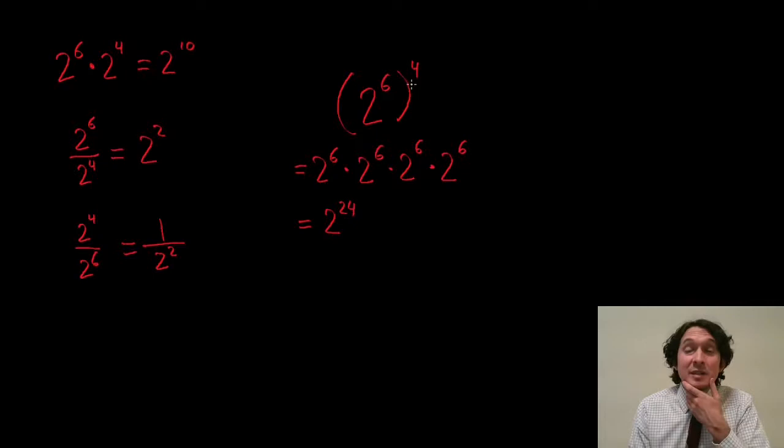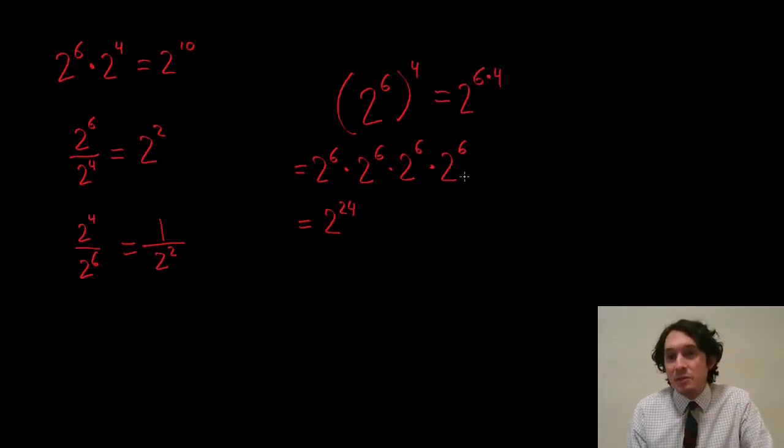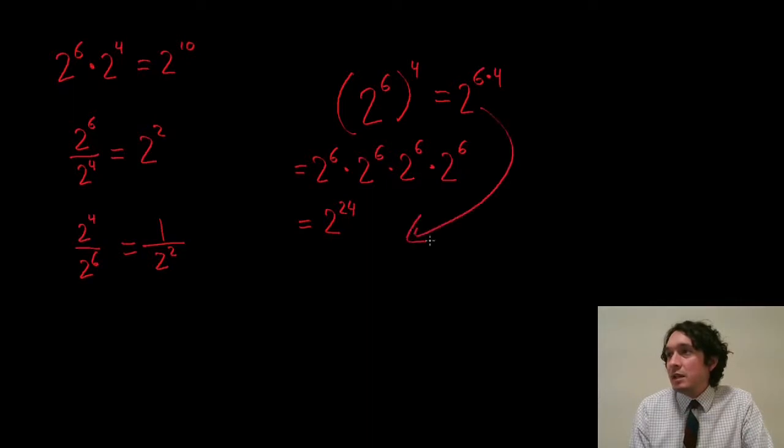And so that's what's really going on here. I can rewrite it in terms of the product of powers property, and I would see it's the same as if I had just multiplied the exponents to begin with. If you're going to see work for this, usually it will look something like this: 2 to the power of 6 times 4. And then that gets us our answer, 2 to the power of 24.